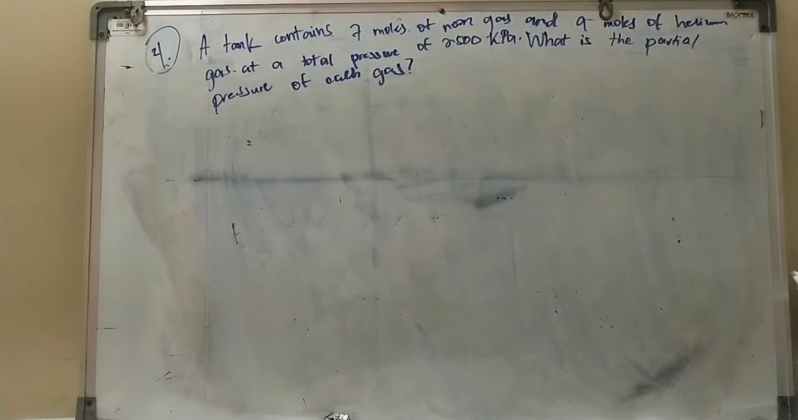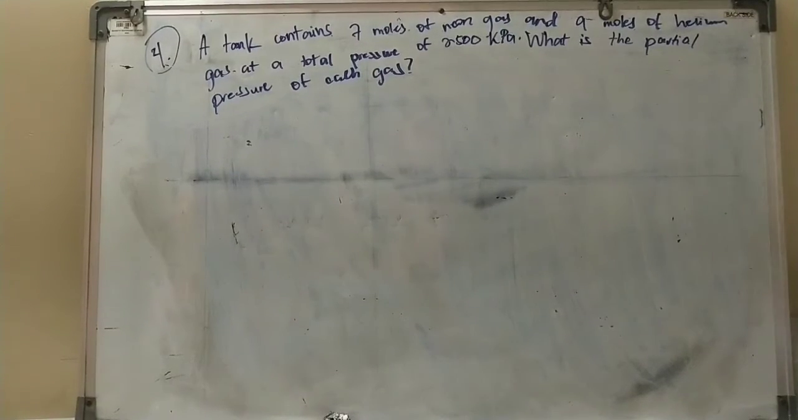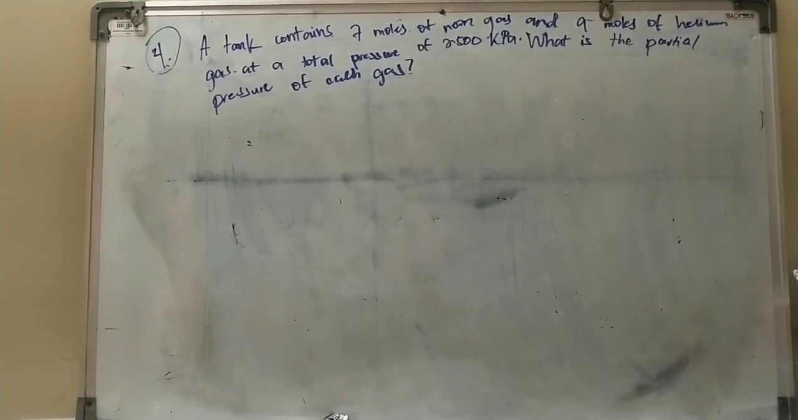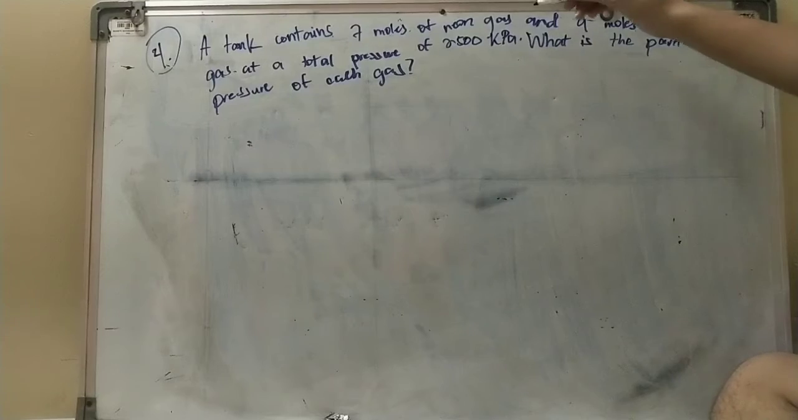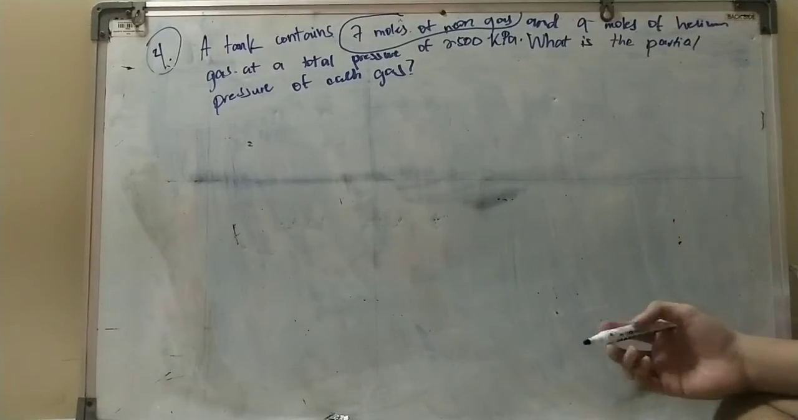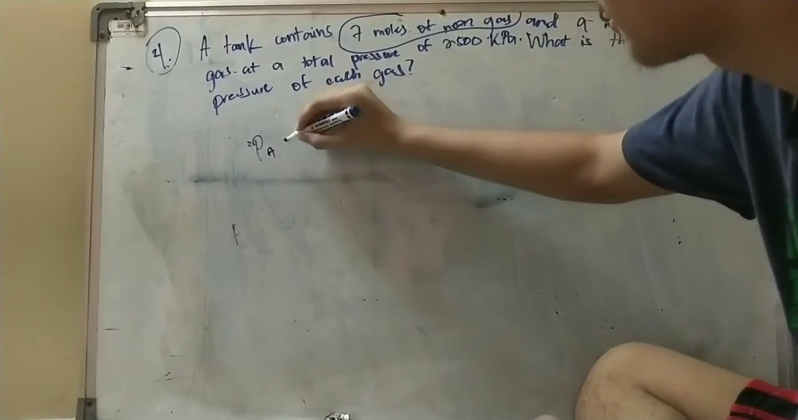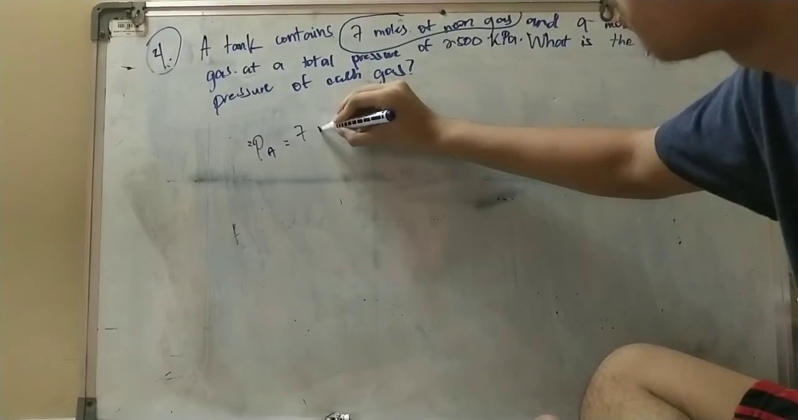So a tank contains 7 moles of neon gas and 9 moles of helium gas at a total pressure of 2500 kPa. What is the partial pressure of each gas? So again, we need to find the given values in our equation. So the first value I see is 7 moles of neon gas. So let's just put Pa to represent neon gas and 7 moles.